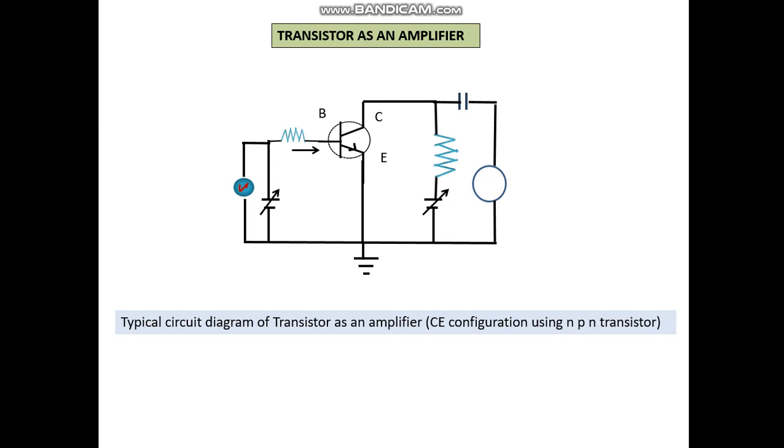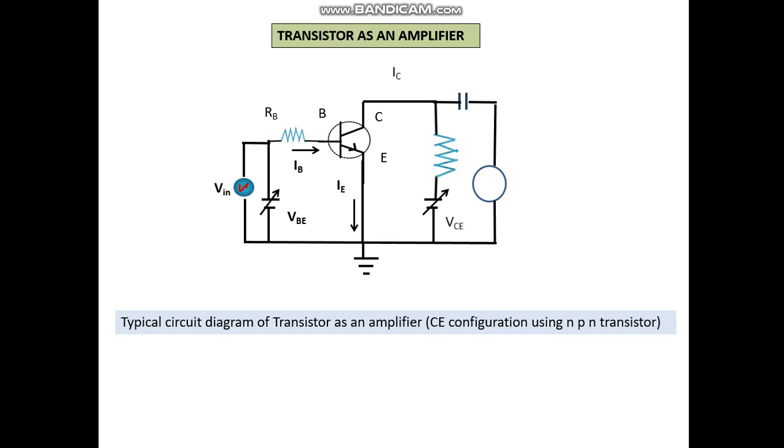We have seen all the configurations. Out of that, the common emitter configuration using the NPN transistor is shown here. So that's the base emitter voltage. Input voltage is applied across it. The base current flows along the resistance RB. IE is the current through the emitter.